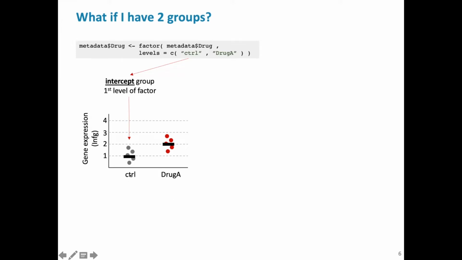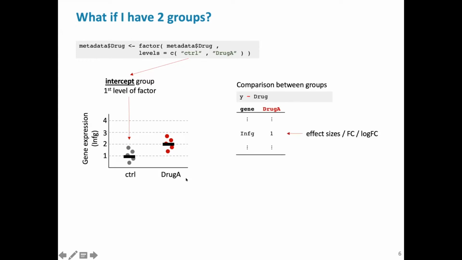And then you have control and drug A. In your table, you probably will see that you wrote a formula similar to this. So your gene expression is proportional to the drug, and the drug is this factor that you have in the metadata. And then for this gene, interferon gamma, that I'm explaining here, drug A has an effect size of 1.